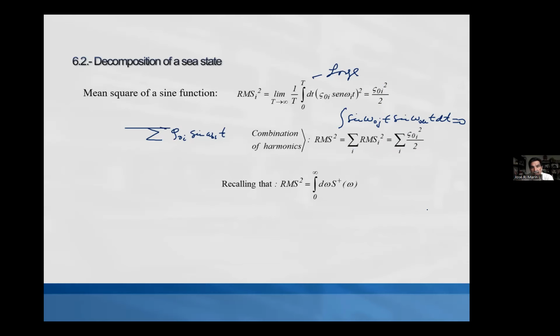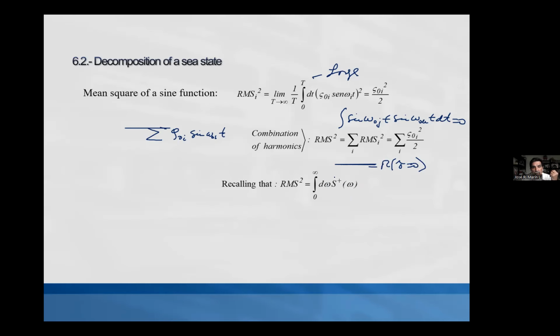Now, this is something that we deduced. Okay, we said that RMS squared is equal to the area, and that's equal to, remember, the autocorrelation evaluated at tau equal to 0. The autocorrelation, remember, is the inverse Fourier transform of the spectral density. So this is multiplied by e to the I omega tau, but for tau equal to 0, we have 1.